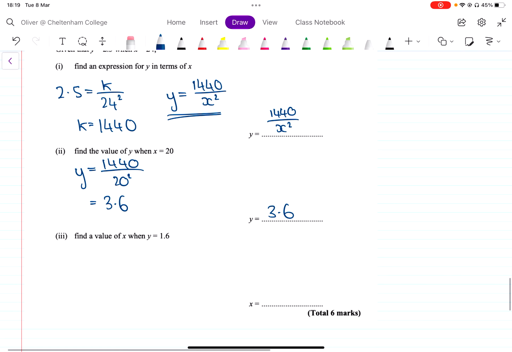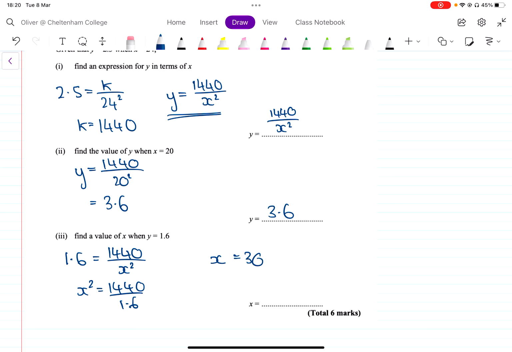And then, so this is a classic form of question. Come up with an expression, then calculate it both ways. And this one, x is my unknown. So x squared is 1440 over 1.6. It's 1440 divided by 1.6 gives me 900, and then I square root that, and I get 30. So I get that x equals 30. That should say 30.